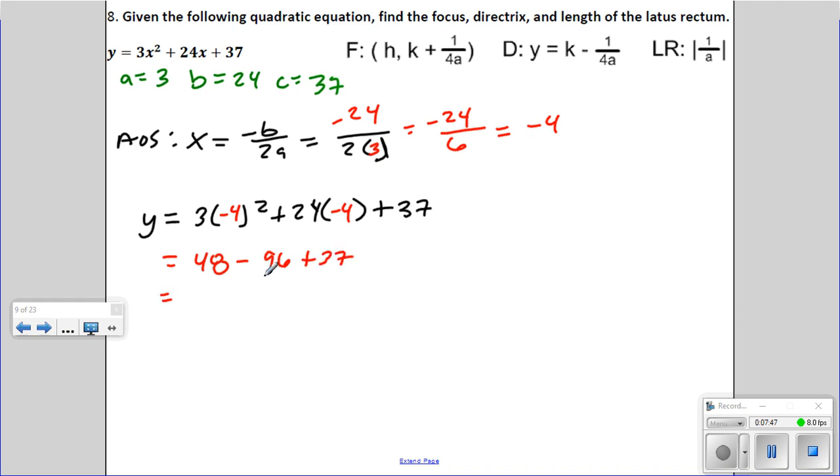48 minus 96 is going to be negative 48. Negative 48 plus 37 is going to be negative 11.